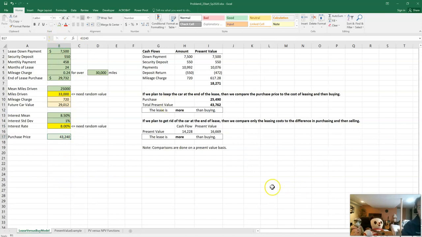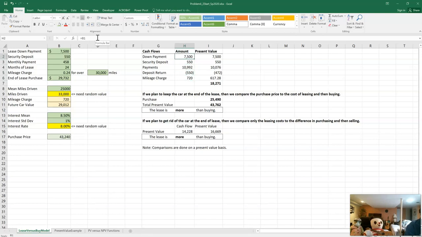So what's going on over here? This is the more complicated part. Let's look at the cash flows. And these are nominal values. You have a down payment, so I'm just pulling it off of that value. You have a security deposit. You have 24 months of payments. The security deposit comes back to you at the end of the lease. And if there is a mileage charge, you have a mileage charge.